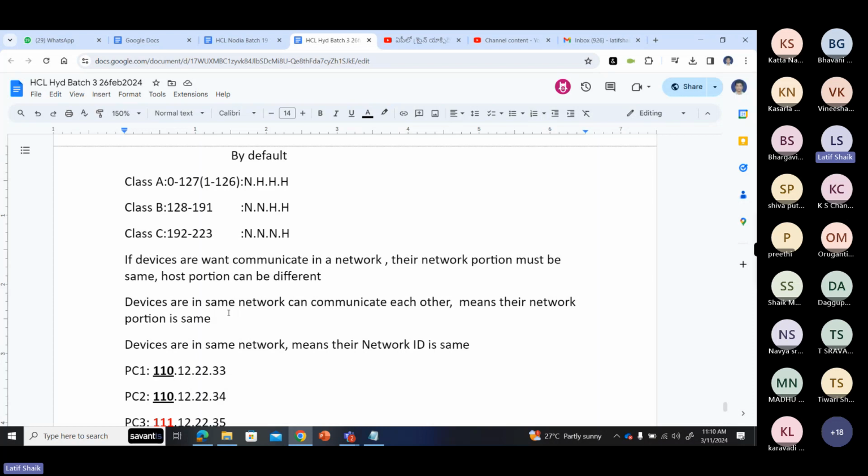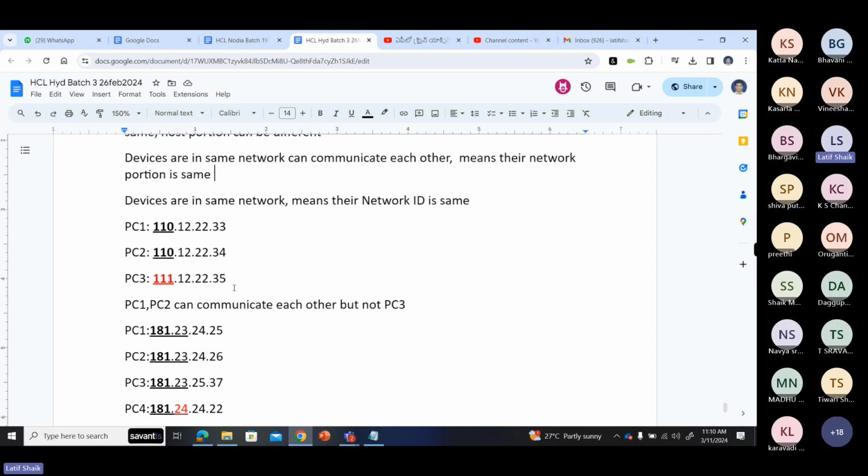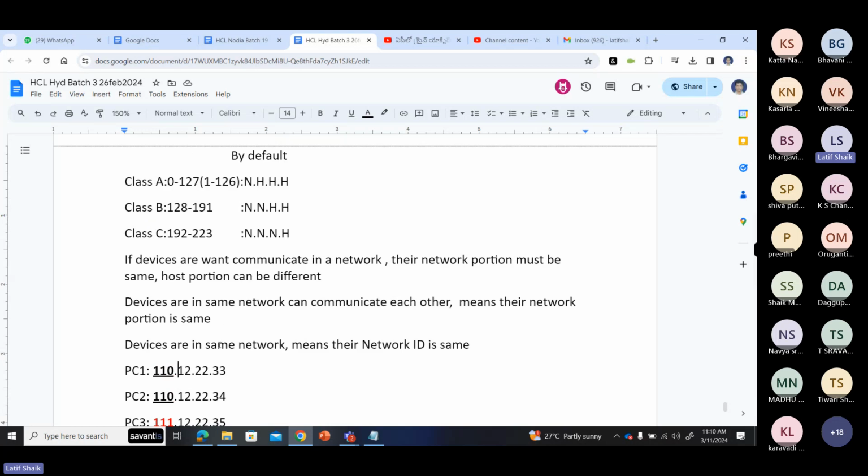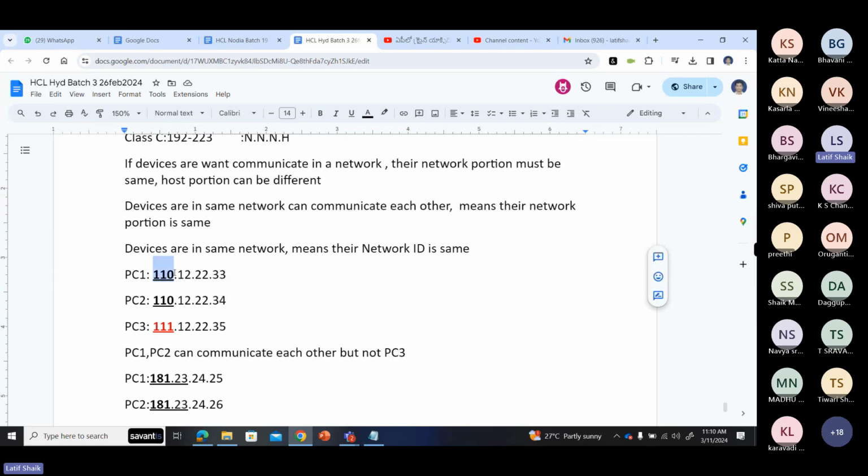Devices are in the same network means their network ID is the same. So find out what the network ID is, and whether it is the same or not. Check the network portion. First, check which class of IP address it is.